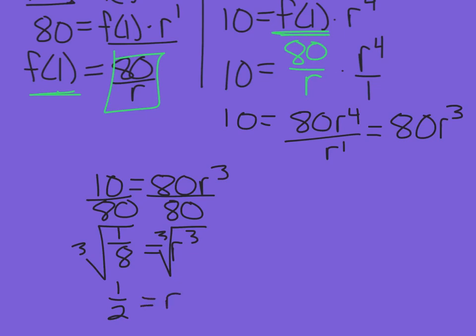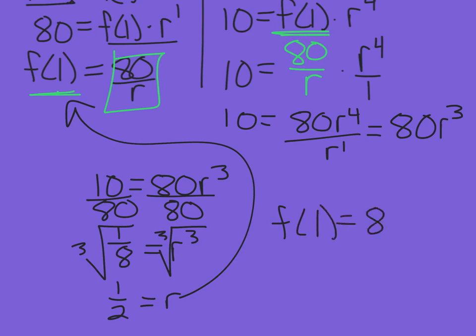All right, then we're going to take that and plug it back in right there, because we knew f of 1 is supposed to be 80 divided by r, and r is 1/2. So if I take 80 and divide it by 1/2, you can punch it in your calculator, just make sure you use parentheses, or remember, dividing by a fraction, we multiply by the reciprocal, so our first term is 160. 80 times 2 is 160.